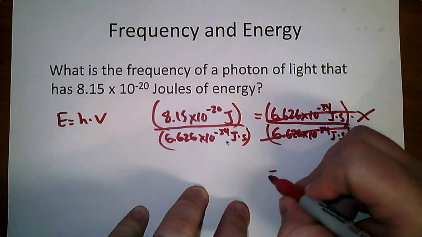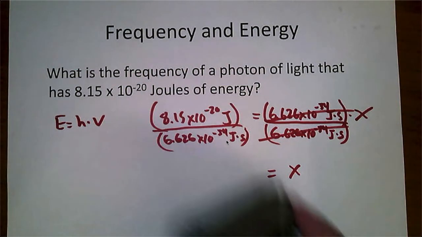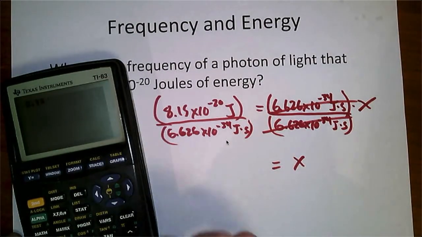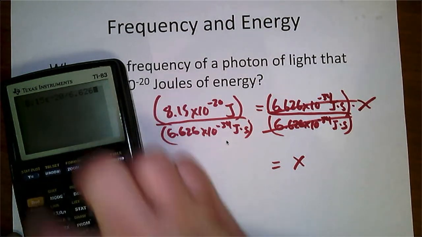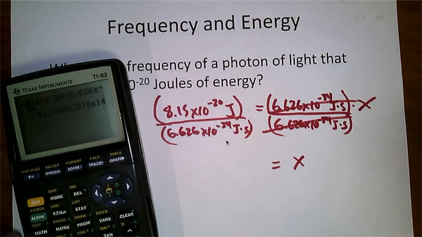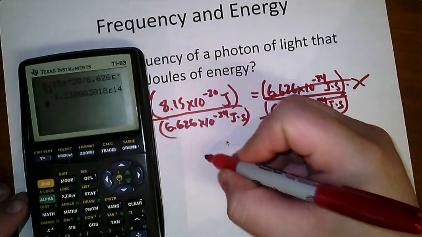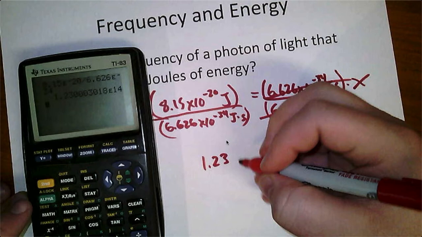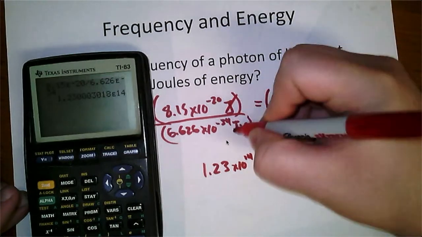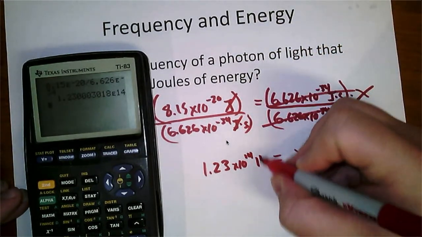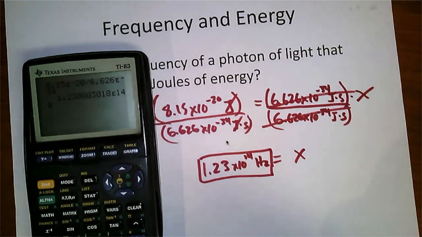That gets rid of that, so the only thing left is x, the thing I don't know. So plug this into the calculator, and I will have my x here. And here's what my calculator says. I got 4 sig figs, so I'm going to round it to 3. So this is going to be 1.23 times 10 to the power of 14. And the joules cancel, so it's per second now, so that would be hertz, frequency. 1.23 times 10 to the power of 14 hertz.